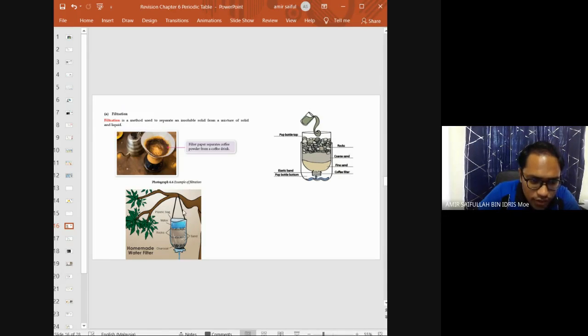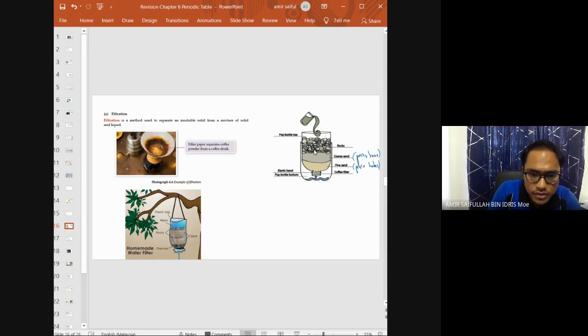Okay, another way to filter water is we use this method. We use a layer of rocks and then coarse sand. Coarse sand is pasir kasar. Fine sand is pasir halus.